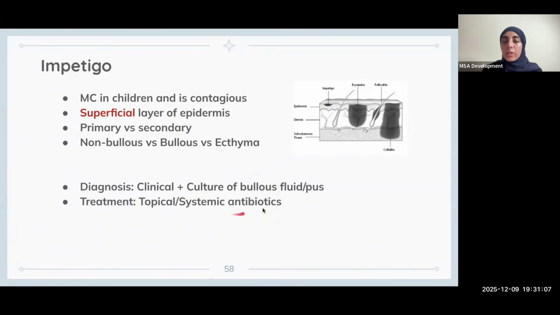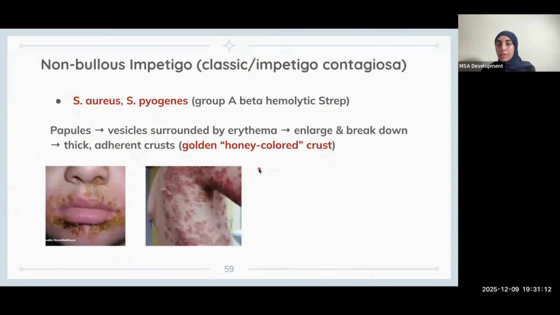So you need to give antibiotics in order to avoid complications of strep pyogenes. Now let's discuss the classic impetigo. As we said, there are three types. This is the first one, the non-bullous impetigo, which is the classic one. And it's caused by Staph aureus and strep pyogenes.